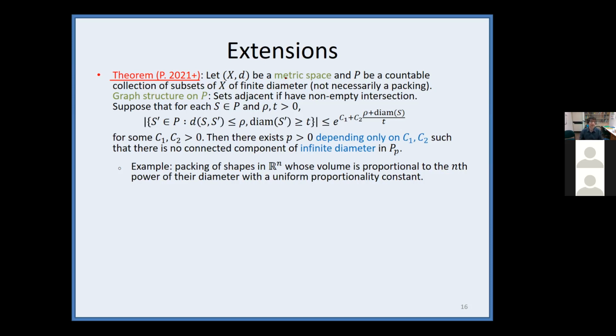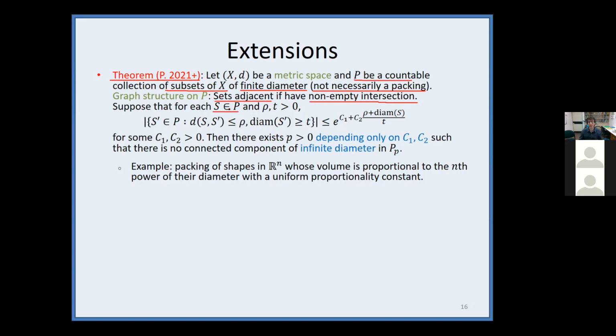So take a metric space X and take a countable collection of subsets of X. These are like the circles or the squares. Each of them has finite diameter, but we don't assume that they are a packing. So it is possible that these shapes overlap. You may consider, for instance, circles in the plane, which may overlap. And let us say that two of these sets are adjacent if they indeed overlap, if they have non-empty intersection. I will put some restriction. Instead of saying that they are a packing, I have the following condition.